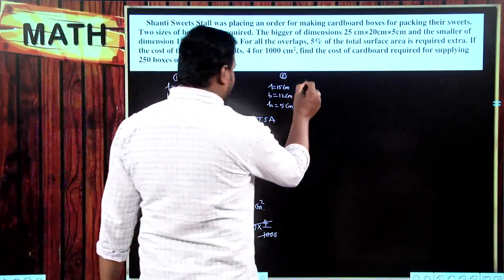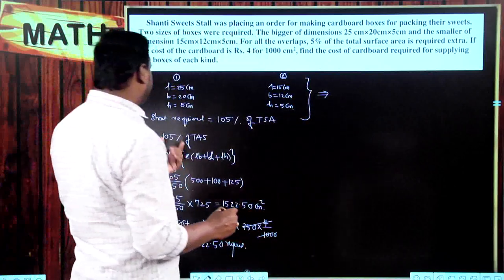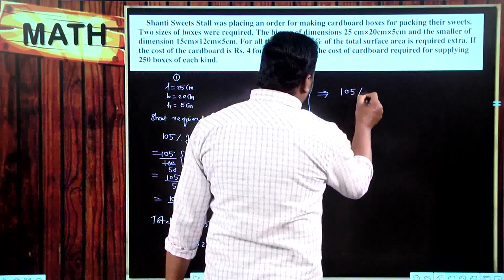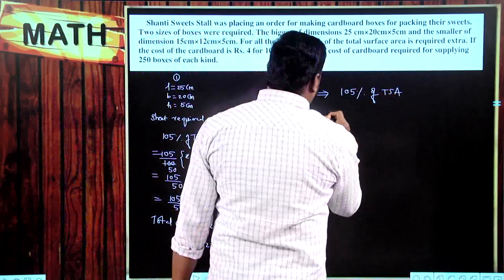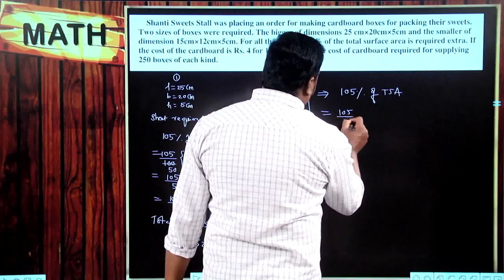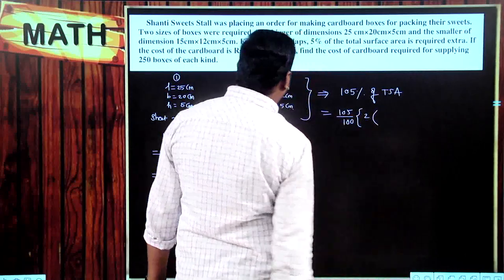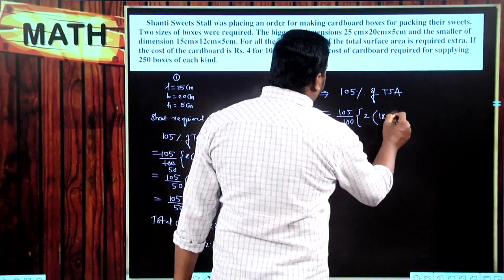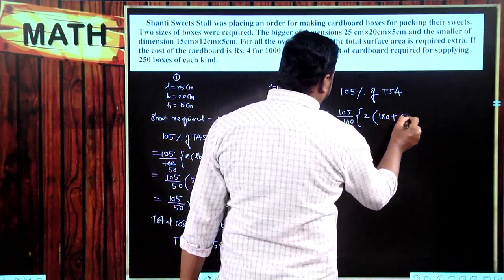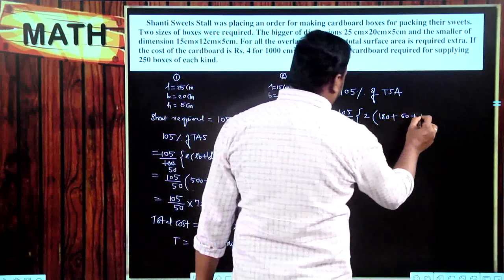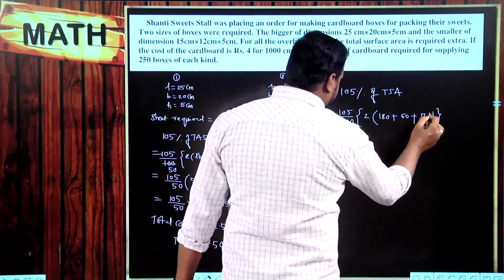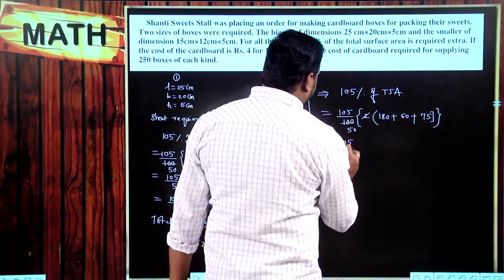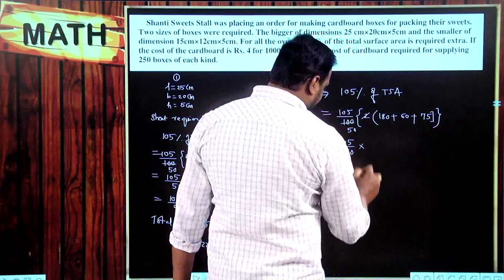And coming to the second kind of boxes here. Of course, we have to find 105% of the total surface area. What is 105% of total surface area? That is going to be 105 divided by 100 again into 2 into (LB + BH + LH). See here, the dimensions are 15, 12, 5. 15 12s are 180, plus BH, 12 5s are 60, plus LH, 15 5s are 75. Okay? And then 2 1s, 250s are 100, which is equal to 105 divided by 50 multiplied by the sum.